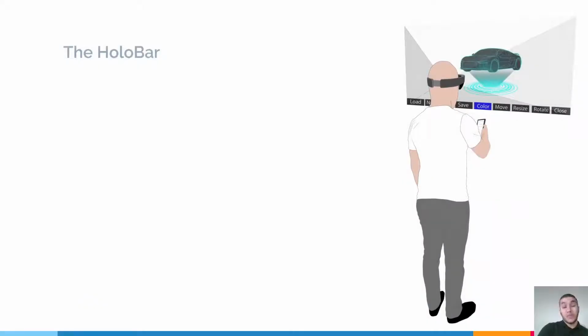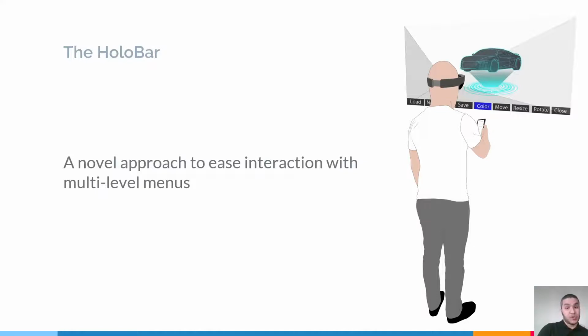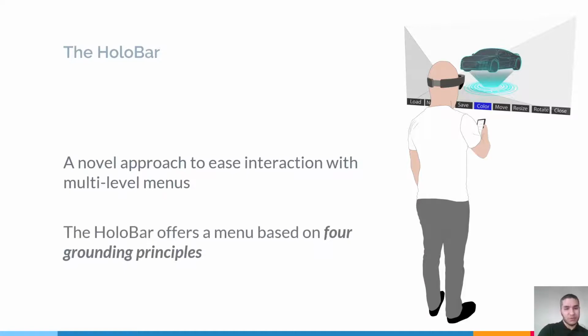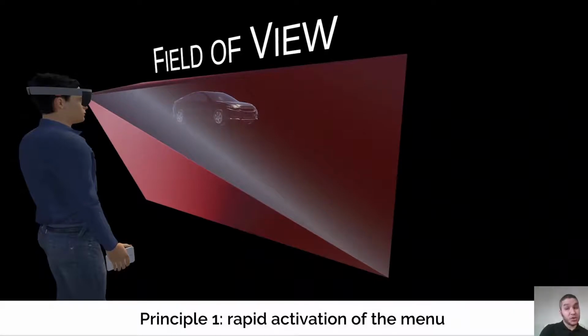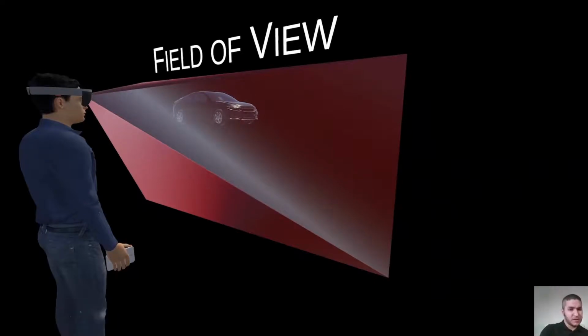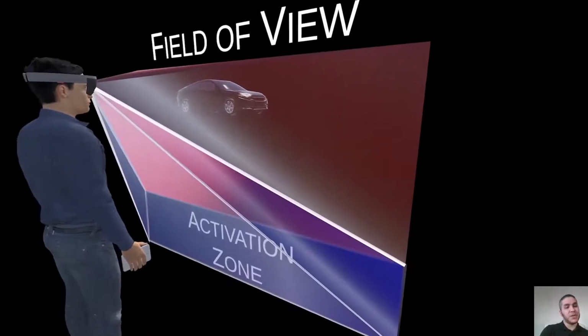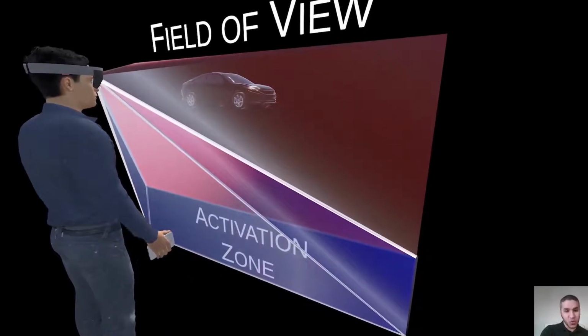The work presented in this video explores this approach to ease interaction with multi-level menus through what we call the HoloBar. So the HoloBar offers a multi-level menu based on 4 grounding principles. The first principle is rapid activation of the menu anytime the user needs it. So to activate the HoloBar, the user brings the smartphone beneath the field of view and enters what we call the activation zone.